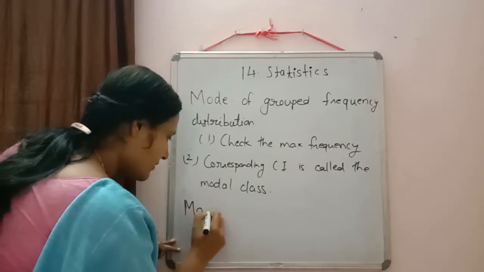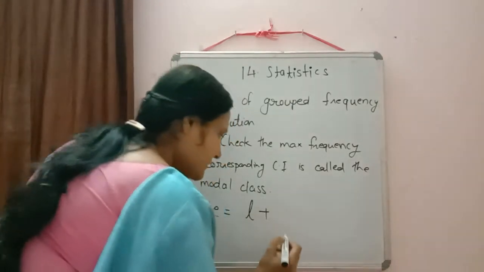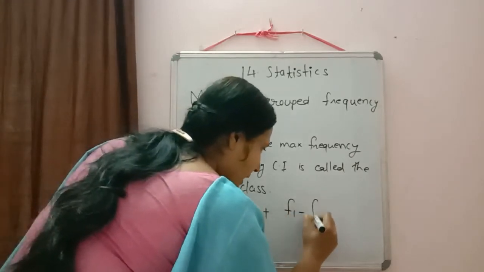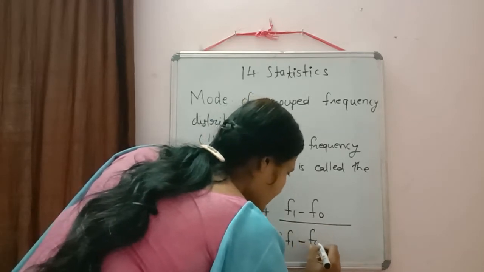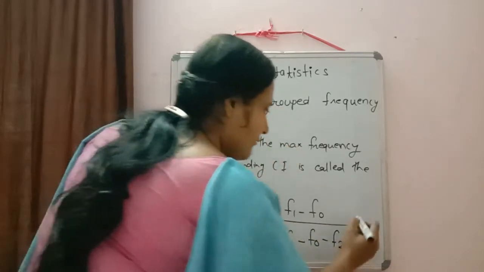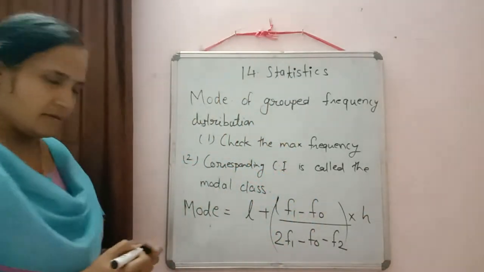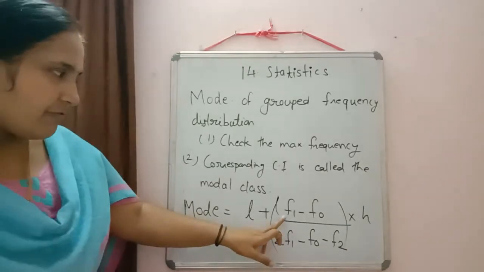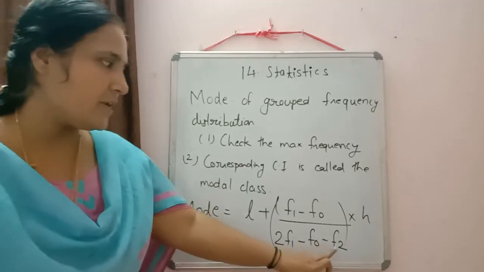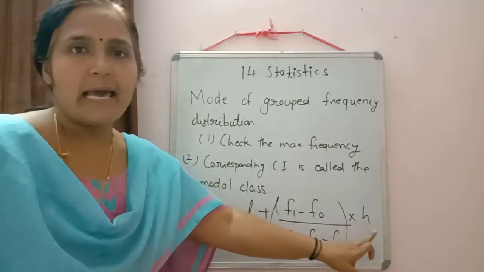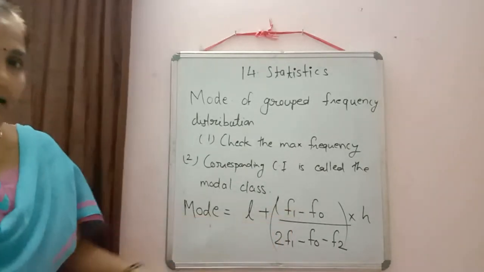For that write down the formula. Mode is equal to L plus (F1 minus F0) divided by (2F1 minus F0 minus F2), into H. Formula written? Okay. Now we will write what these things indicate.